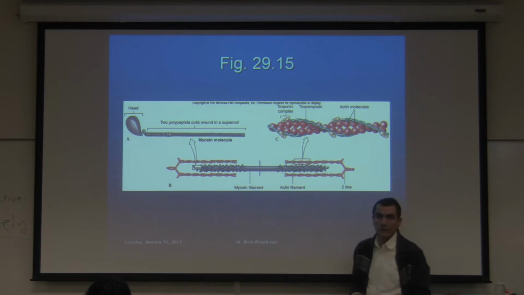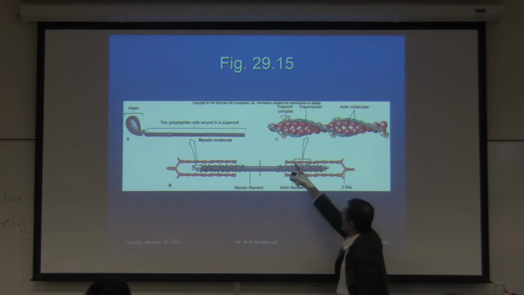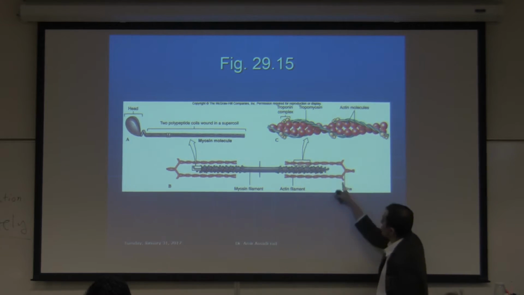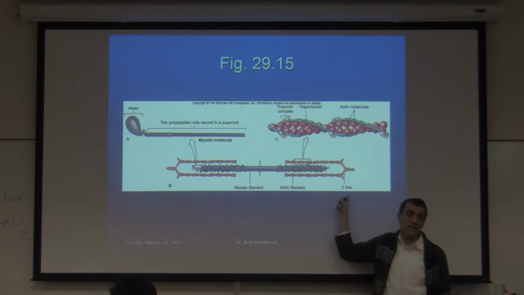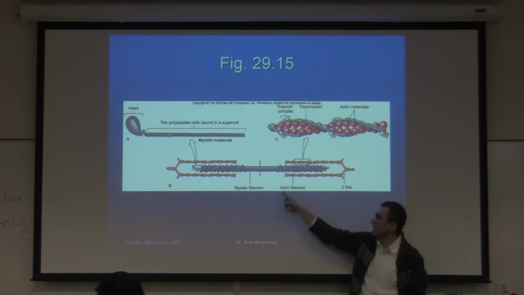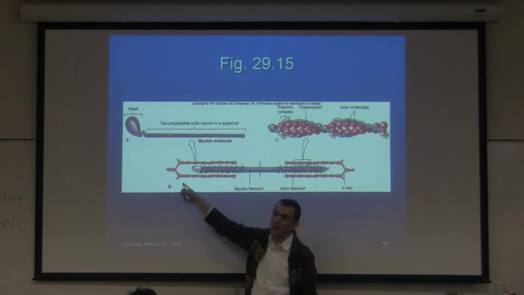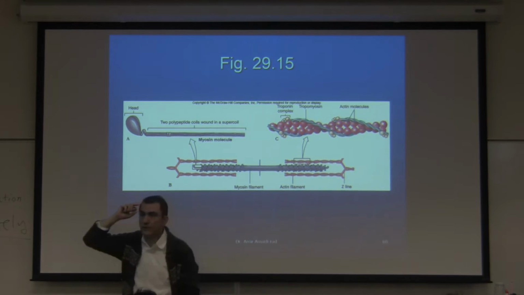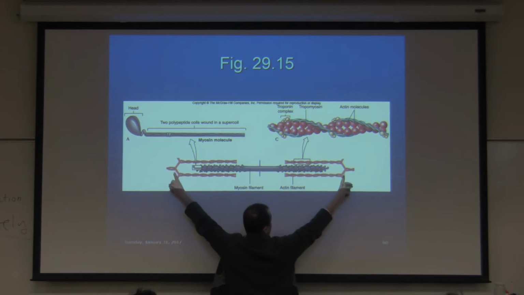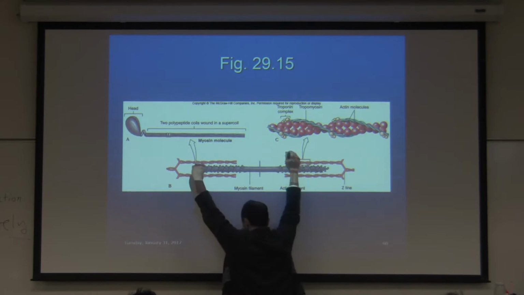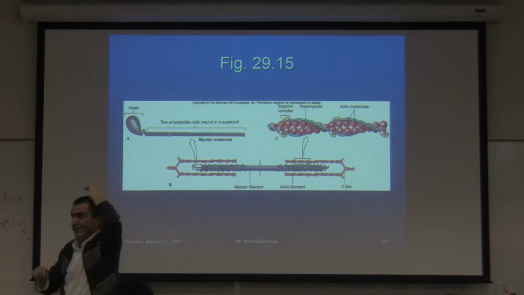That's it. I'm done. And then, of course, these actin molecules are attached to what? Z line. The actin molecules are attached to what? Z line. From Z line to Z line is called what? Sarcomere. Very good. You guys are with me.